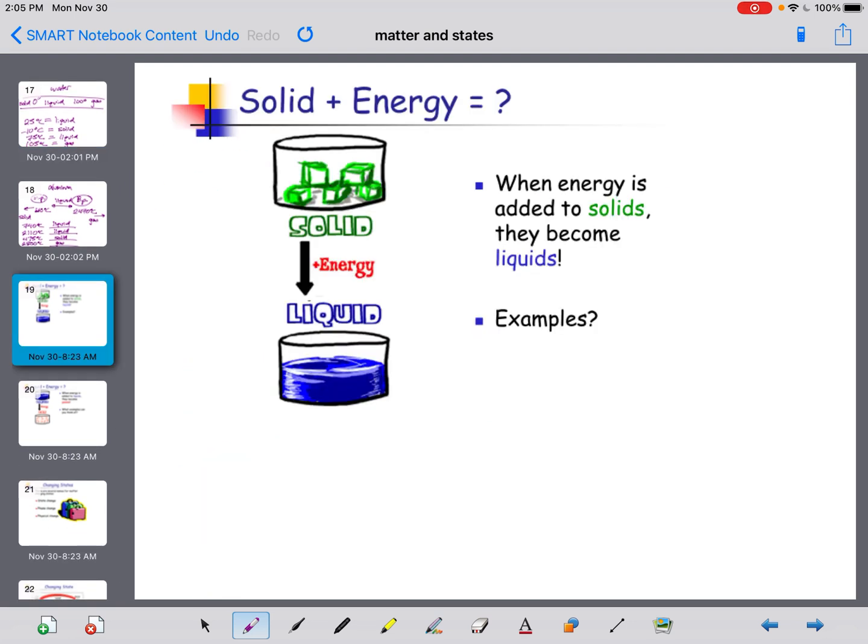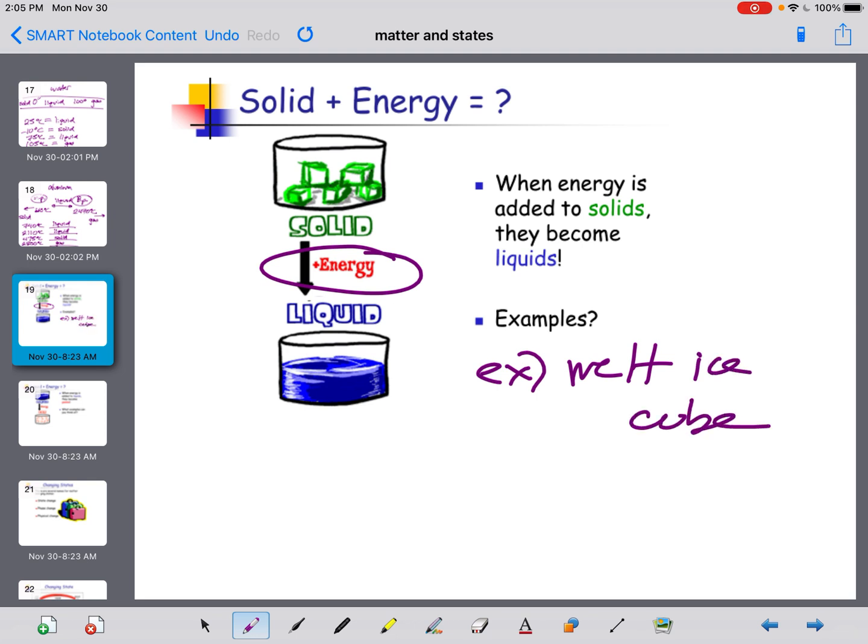All right, taking a look at this, now this is going to seem a little bit simple, but we were already looking at this. When we go from a solid to a liquid, remember you would add energy to do that. An example of this would be, let's say we wanted to melt an ice cube, right? Or I don't know why I can't think of anything else. Going from a solid to a liquid, or a snowflake melts.